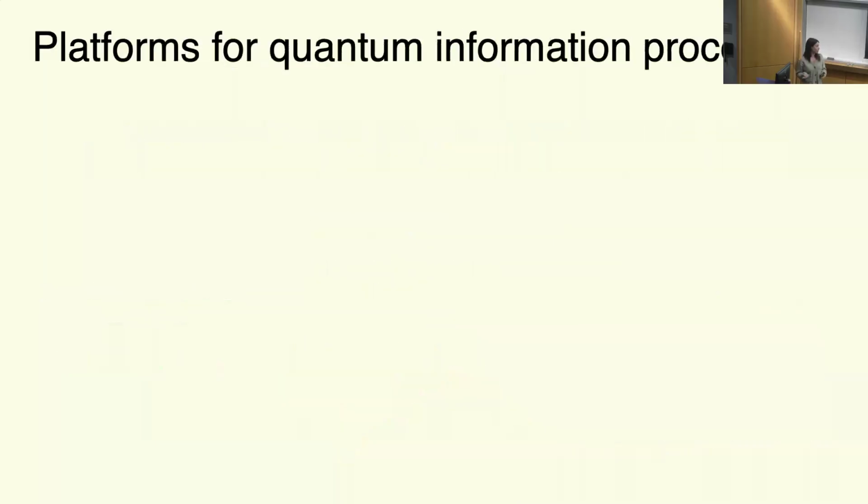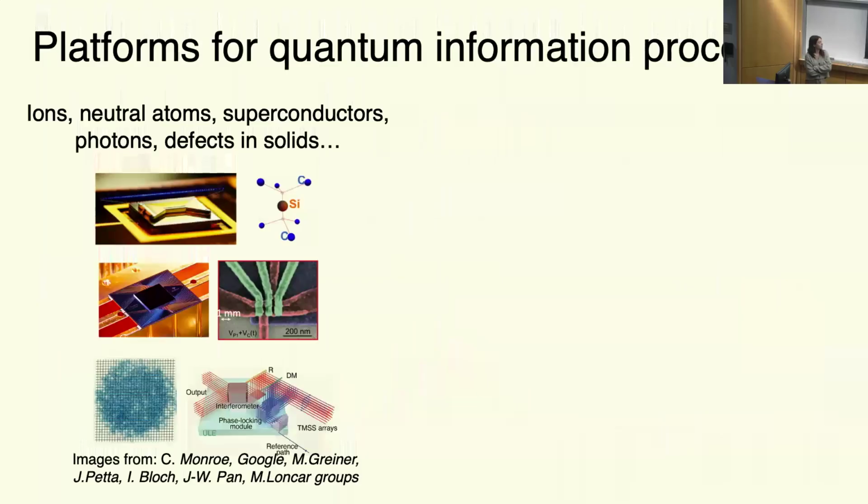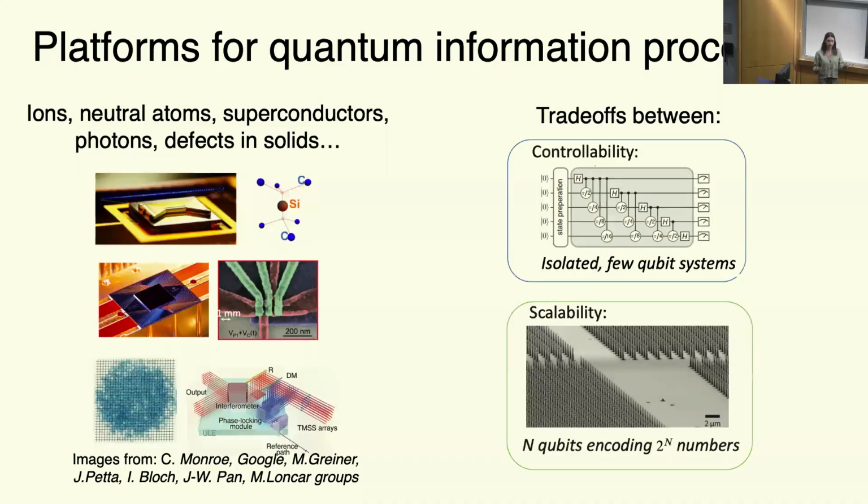And the current state of the field is that there's many platforms for processing quantum information. So basically any system where you have a reasonably isolated two-level system that will make a qubit will do. And I just have a few of them highlighted here. So for example, ions, neutral atoms, and superconducting qubits are just a few of the main examples. And the name of the game here currently is to scale these devices so that we can do more interesting and complex computations. And this is actually a major engineering challenge.